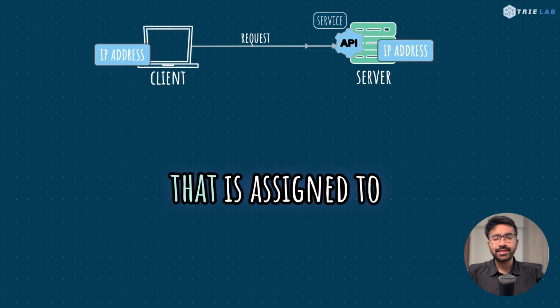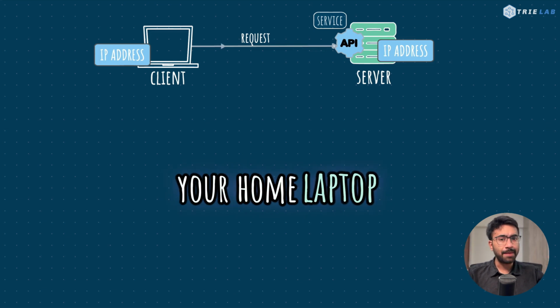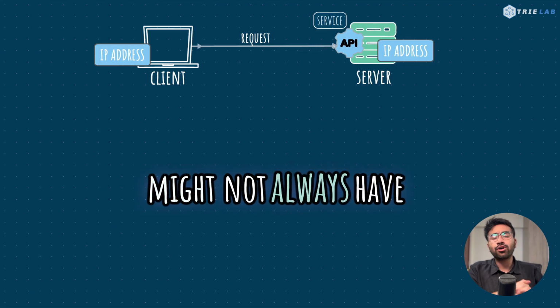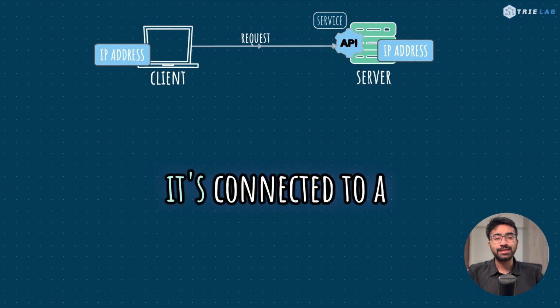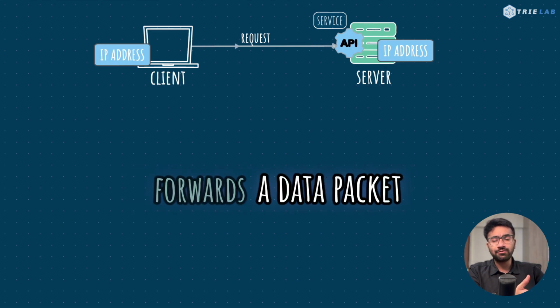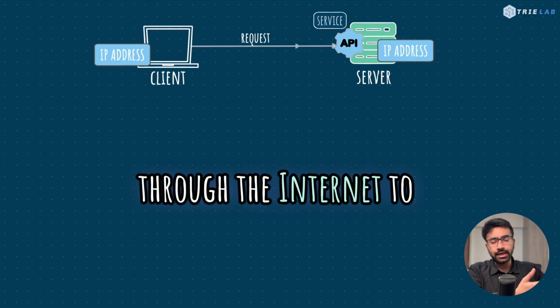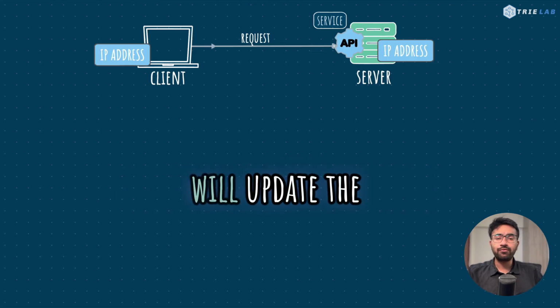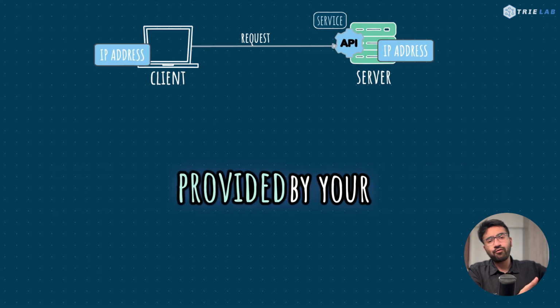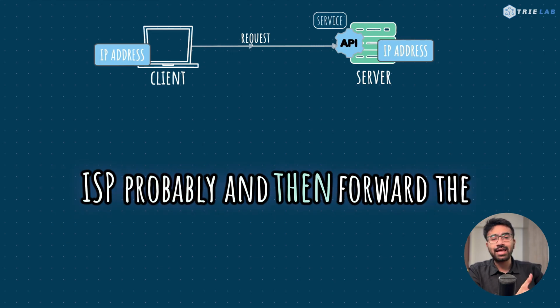But the IP address that is assigned to your home laptop or your mobile device, which is the client for the server, might not always be a public IP since it's connected to a home Wi-Fi router. So when your mobile device forwards a data packet through the internet to the server, your router will update the source IP address to a public IP address provided by your ISP, and then forward the packet.